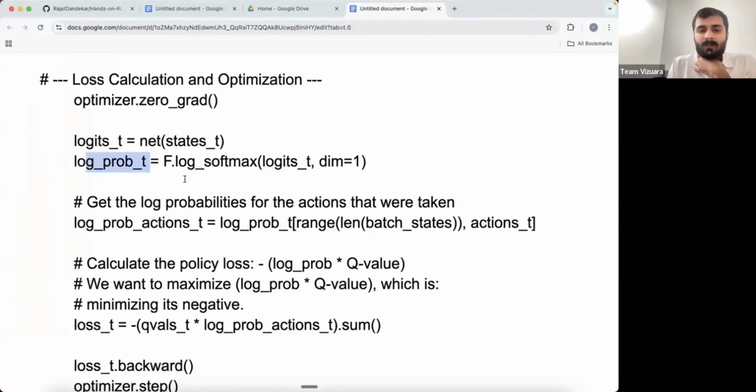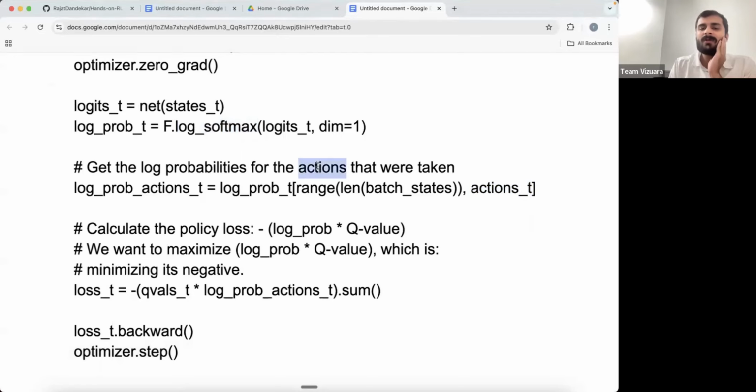Now, the log probabilities are only taken for the actions that we have taken, not for all the possible actions from that given state, but only for the actions which were taken in that episode. And we know which actions were taken in the episode because we are storing them from above. We are storing the action here in these batches, batch.actions.append. So we know which actions were taken.